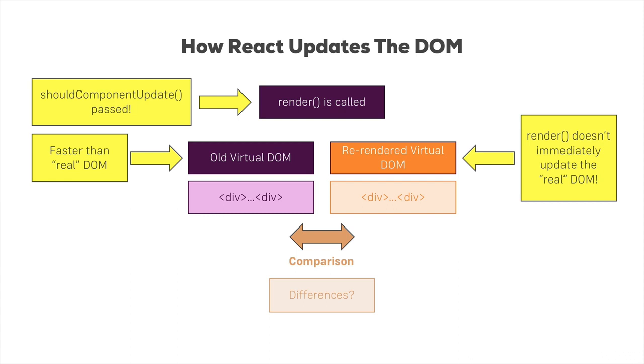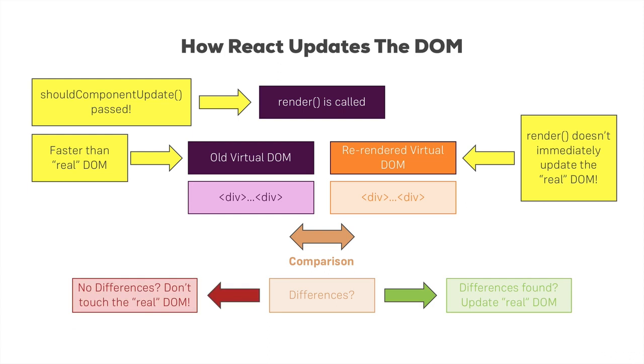If it can detect differences, it reaches out to the real DOM and updates it. And even then, it doesn't re-render the real DOM entirely. It only changes it in the places where differences were detected. For example, if a button text changed, it will only update that text and not re-render the whole button, let alone the whole DOM. If no differences were found, then it doesn't touch the real DOM.